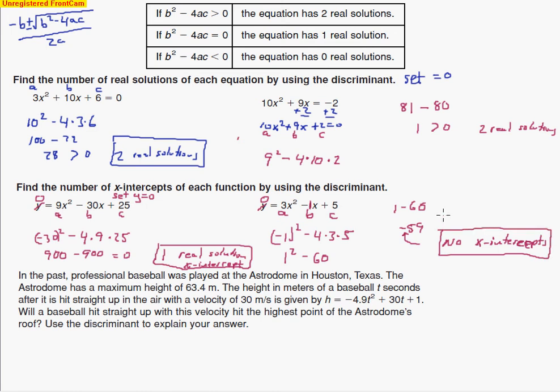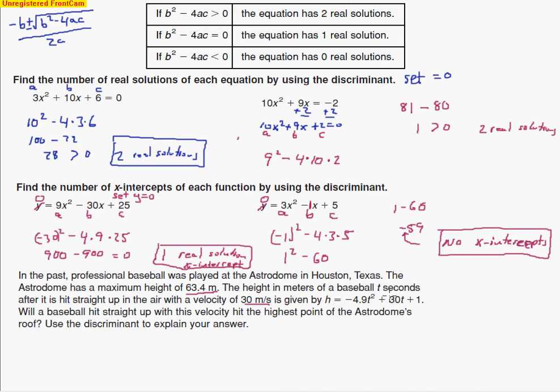You do have a word problem that asks us to use this discriminant to answer a question. So in the past, professional baseball was played at the Astrodome in Houston, Texas. The Astrodome has a maximum height of 63.4 meters. That's the height it is. The height in meters of a baseball, t seconds after it is hit straight up into the air with a velocity of 30 meters per second is given by this equation right here.